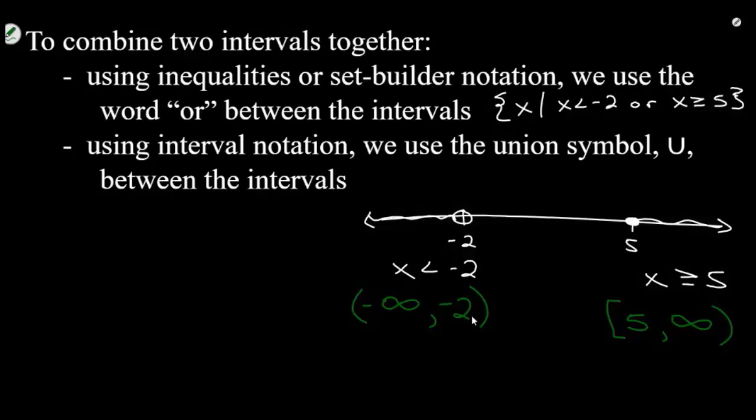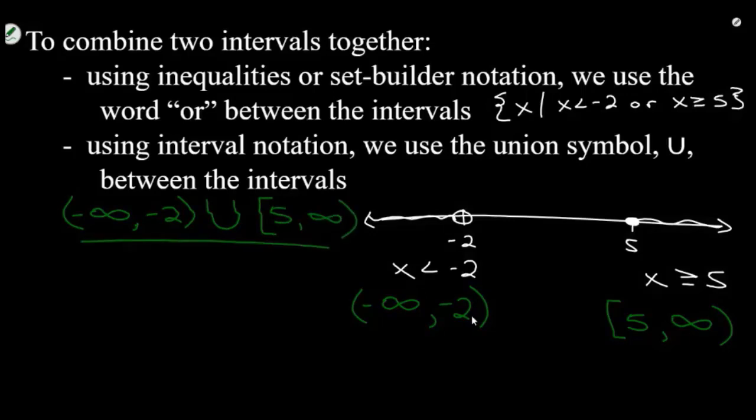If we want to put them together, we would say negative infinity comma -2 with a parenthesis. And then we would put this union symbol, which is, well, that's deformed because my smartboard had a problem there. But anyway, it looks like a big capital U. And then we would put the other one, 5 to infinity, parenthesis. So that would be how we would put the two groups together if we're using interval notation.